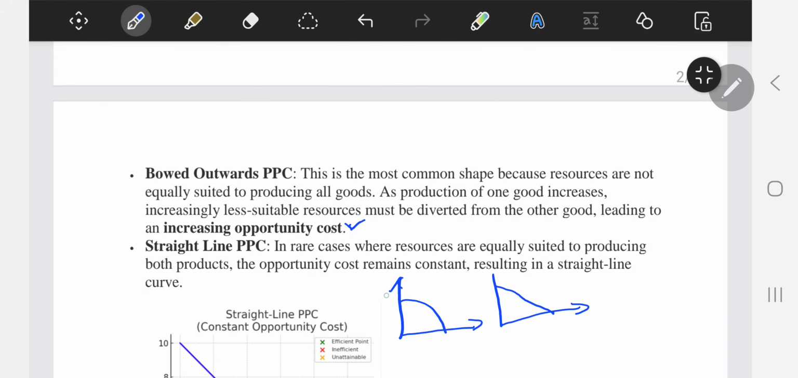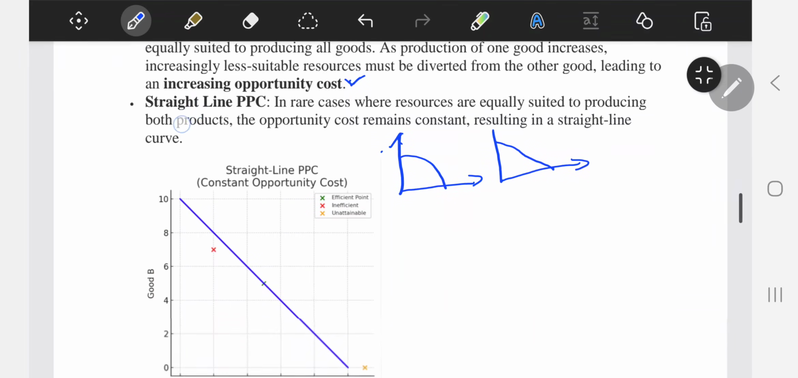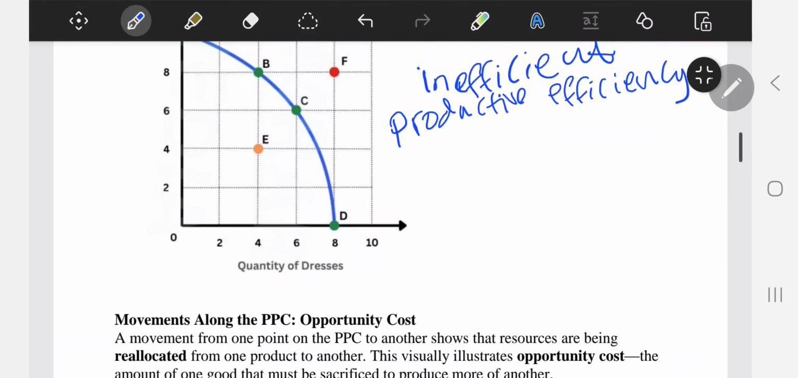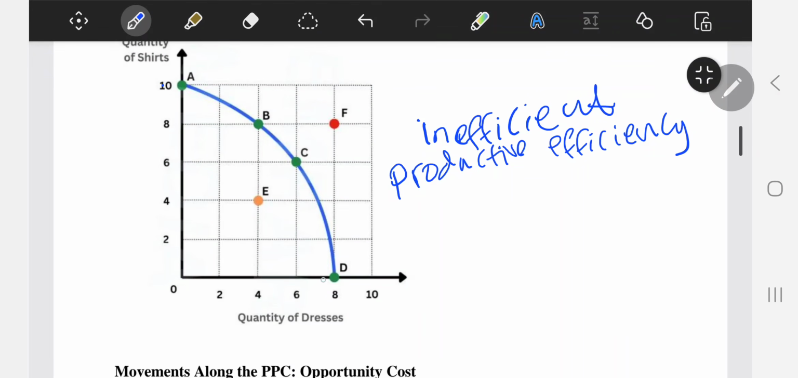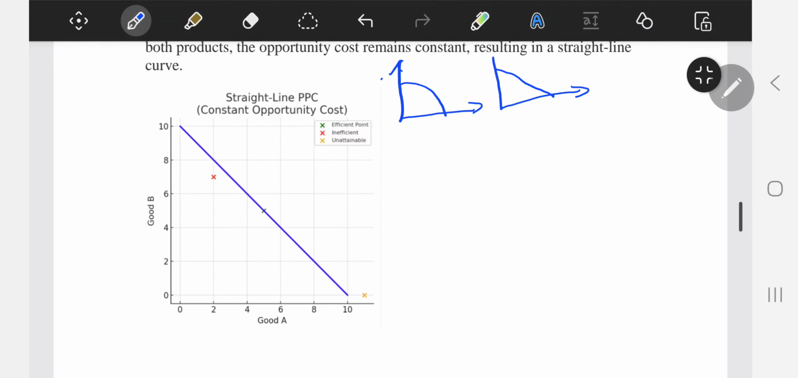And it basically means the resources that are needed to produce the good on this axis will not be the same exact resources that are needed to produce the good on this axis. So for example, if we are producing shirts and dresses, the resources needed to produce shirts may not be exactly the same resources used to produce dresses. And that's why the PPC is shaped outwards. If by any chance the resources that we needed to produce good B were the same resources that we needed to produce good A, then the PPC would be a straight line.